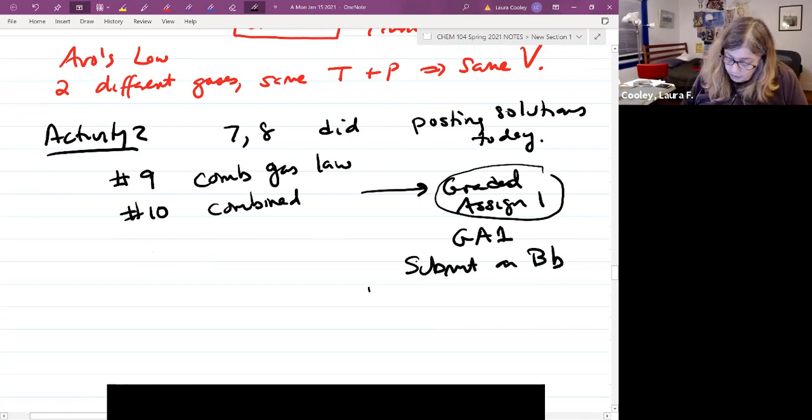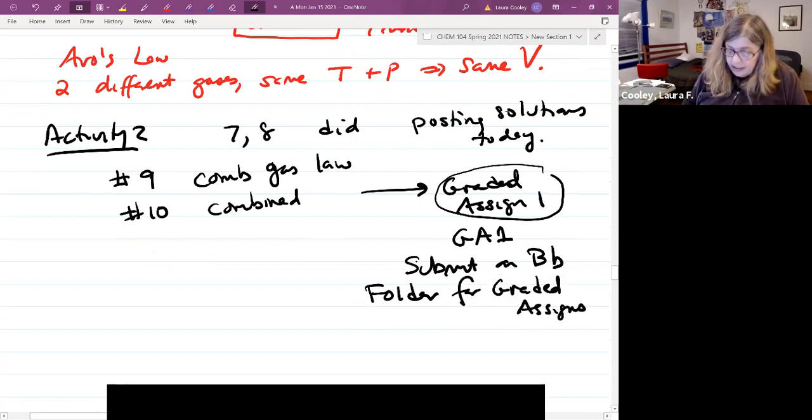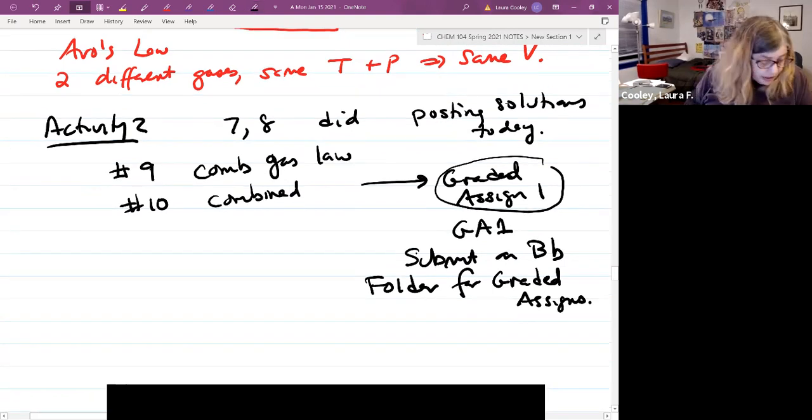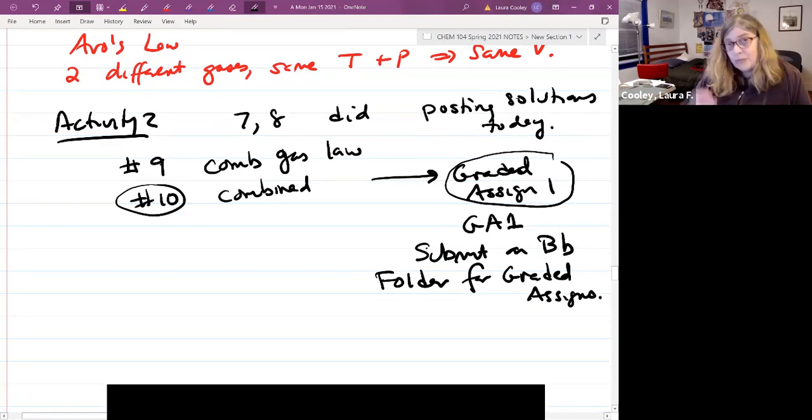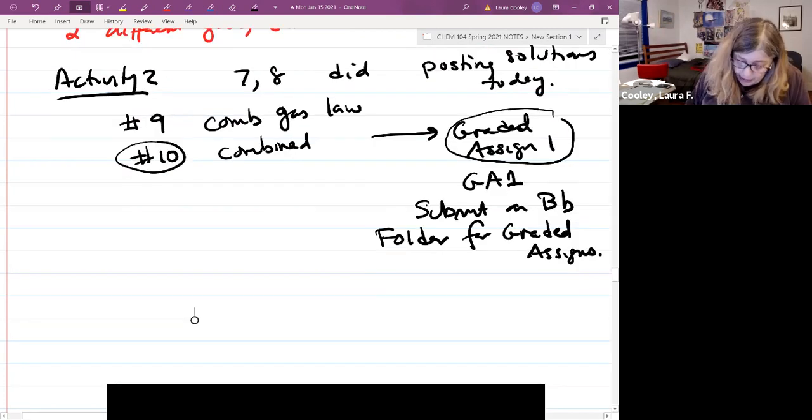You're going to have to look for the folder for graded assignments. It's not up there yet, but it will be up there before it's due. This is only one of the 2 problems that's on there. The other one is problem 22, which is in a later activity. So anyway, that's a good problem for you to do. And what I ask you to do is not just to solve it, but to explain it.